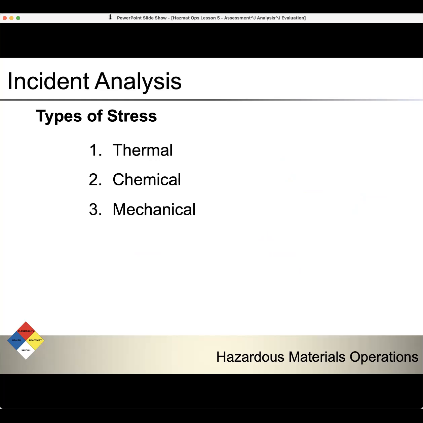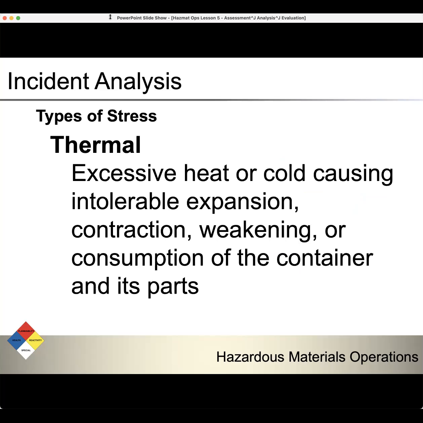So what are the types of stress that can occur on a container? There's thermal, chemical, and mechanical. Thermal: excessive heat or cold, causing expansion, contraction, weakening, or consumption of the container or its parts, and the container cannot tolerate this change in its physical state. When I say physical state, it's condition, not solid, liquid, or gas. So heat or cold, that's thermal stress.